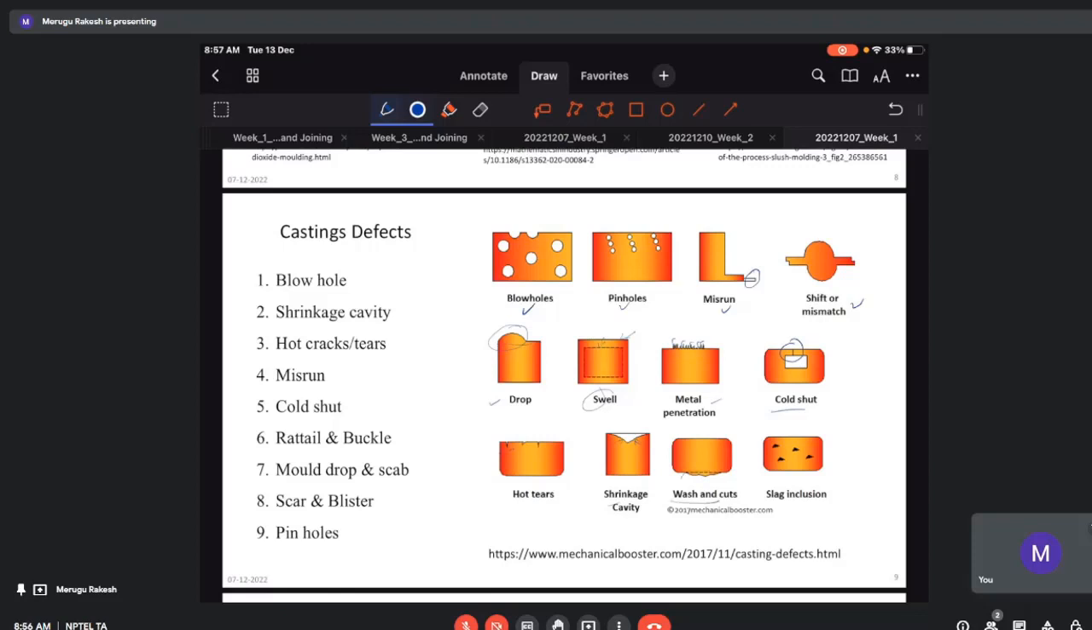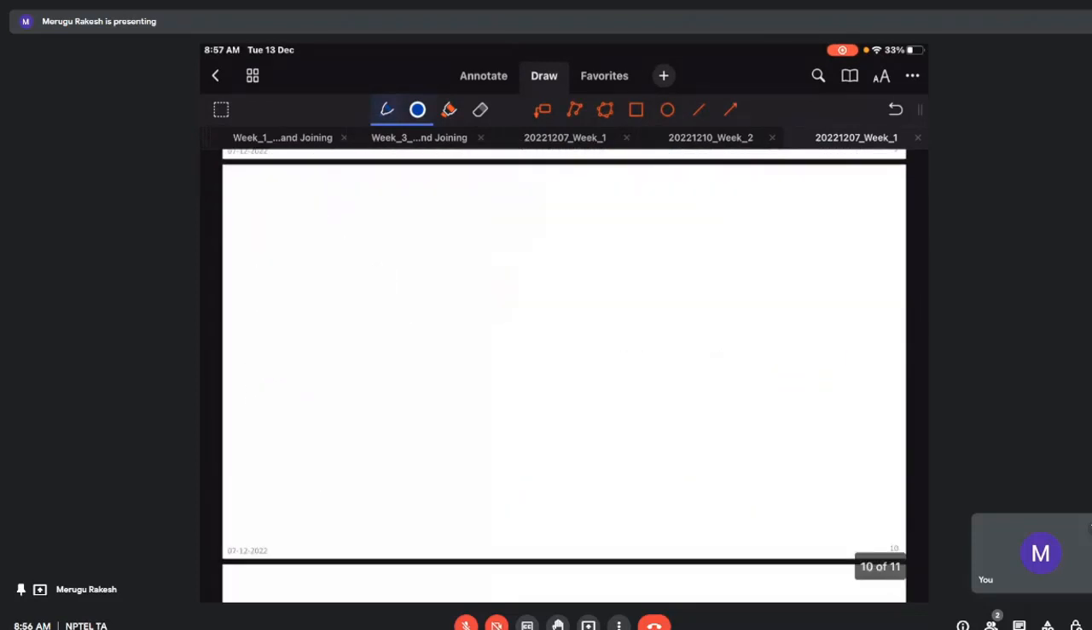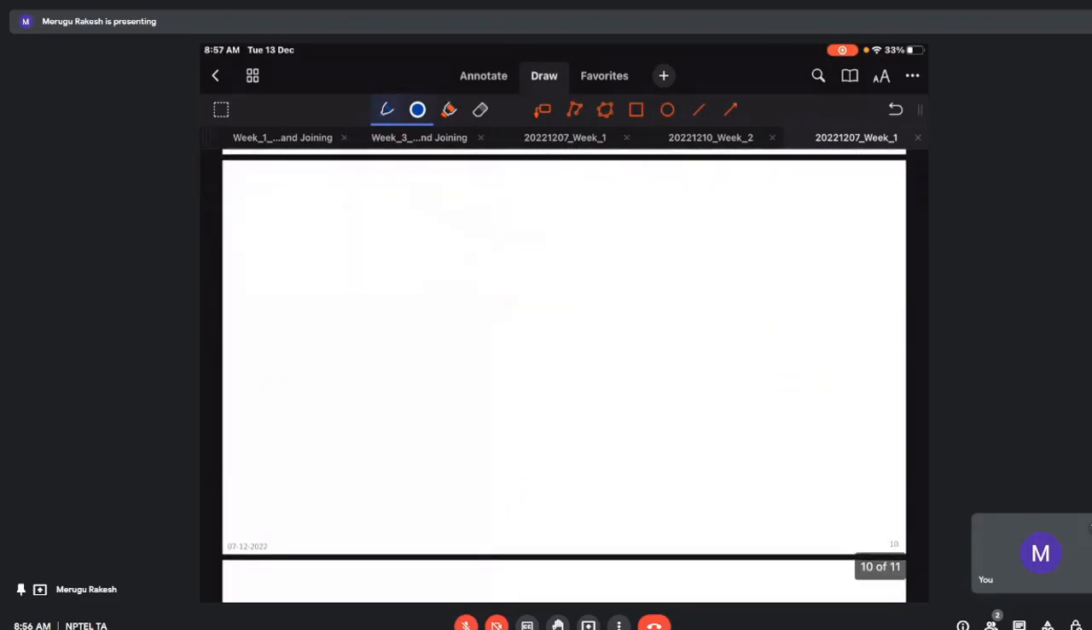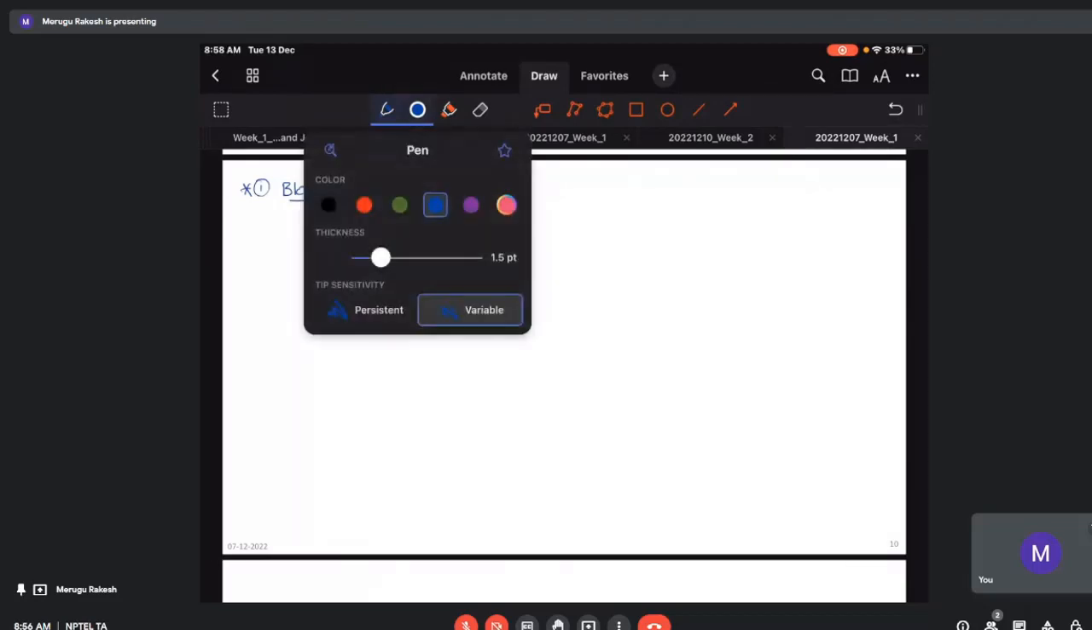Wash and cuts are the extra portion, and slag inclusions occur during the processing in sand castings. Okay, let us discuss one by one. So initially the blowhole. Blowhole is a smooth, almost spherical cavity formed due to the entrapment of gases because of low permeability of the sand.